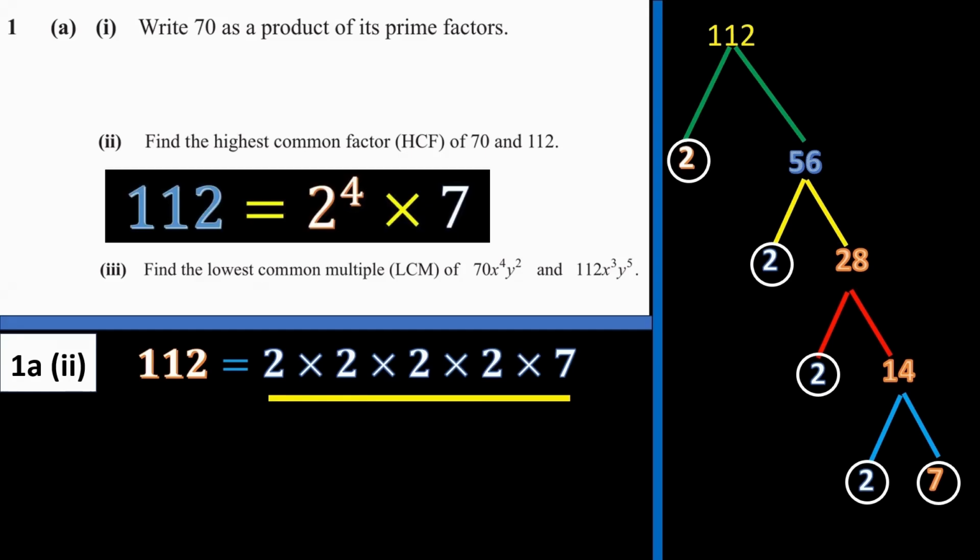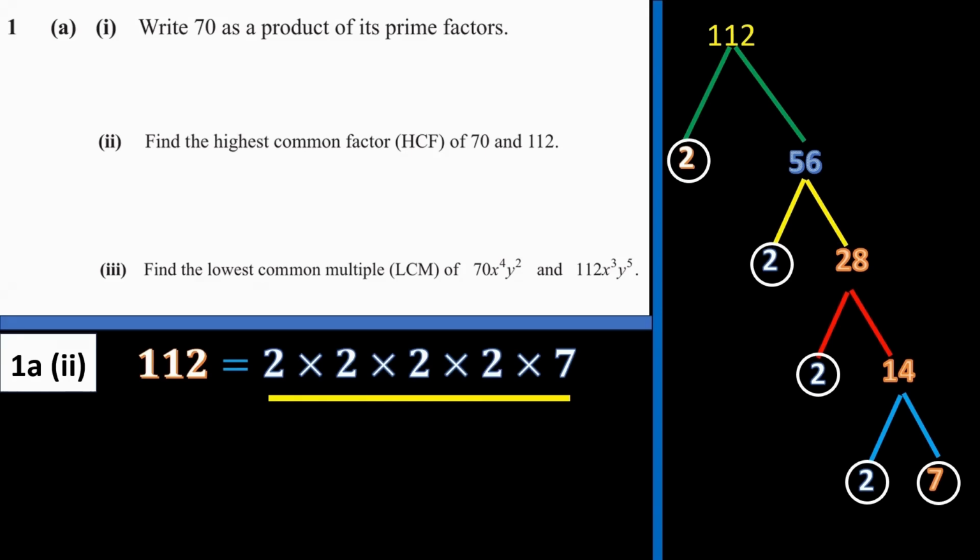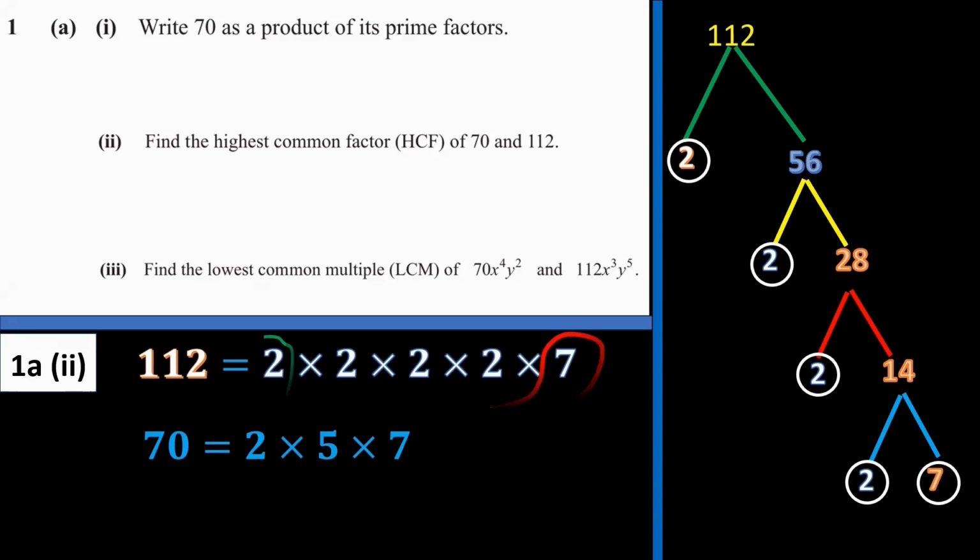Again, you can write it in index form. It becomes 2 raised to power 4 times 7. And now let's bring 70. We've expressed 70 before as a product of prime factors, and that gives us 2 times 5 times 7. Now we are going to do something. We are going to look at the prime factors that are common in 112 and 70. We circle this, okay?